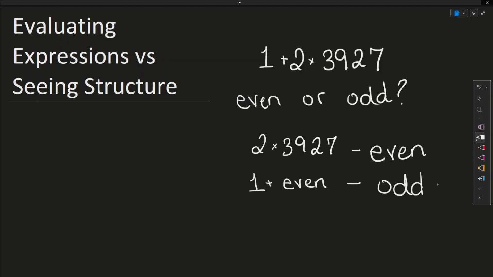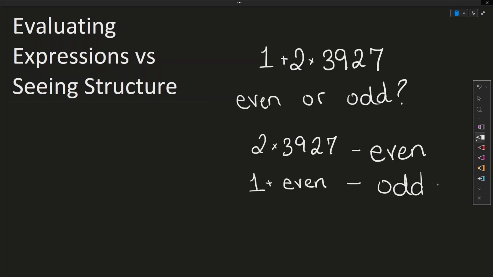So when we evaluate an expression, yes, we determine its value. But before we evaluate, we should ask, what are the parts of this expression? What operations are involved? Are there terms? Are there grouping symbols? Is there structure that helps me reason without doing every calculation?